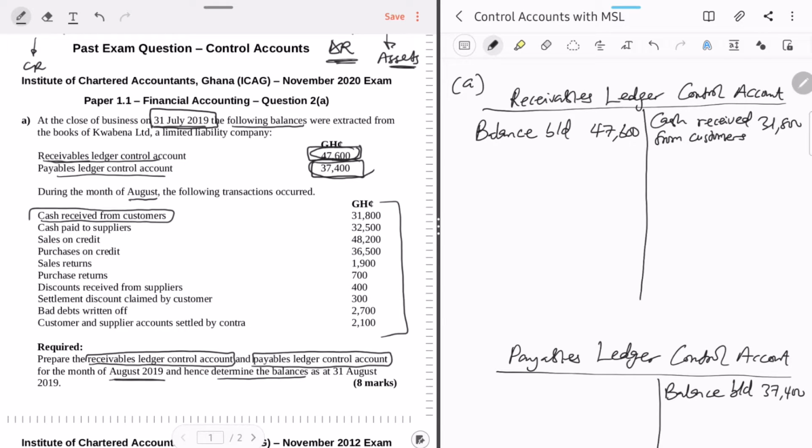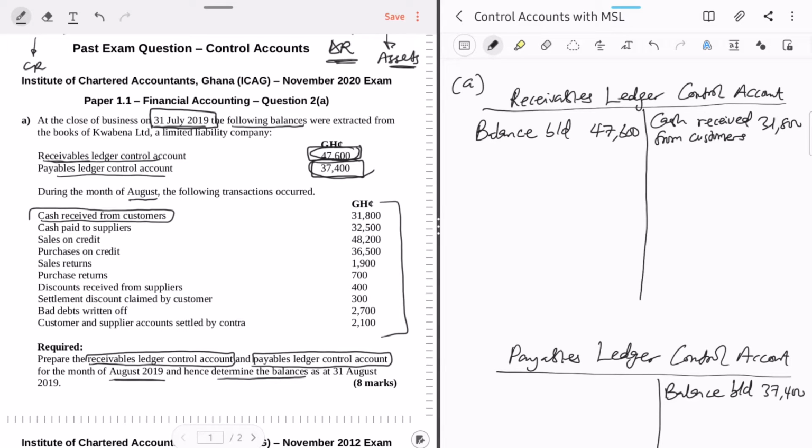Whatever transaction they give you, in your head, just do a quick double entry. If you are dealing with the receivables ledger control account, let that represent the debtors account or the receivables account, and then let the other leg of the transaction be what the question says. If it is dealing with the payables ledger control account, let the double entry you quickly do in your head be between that item and the creditors account or the payables account, and you are safe.